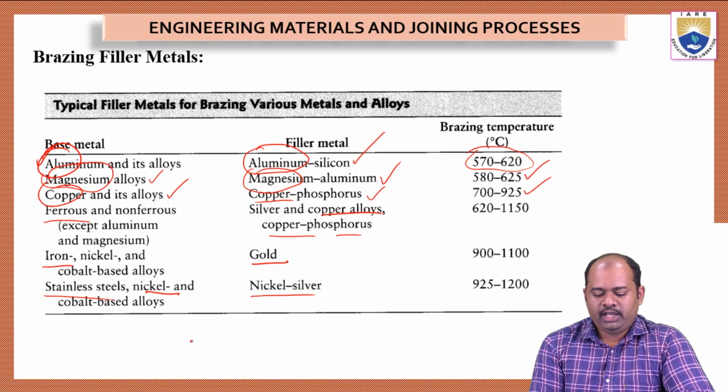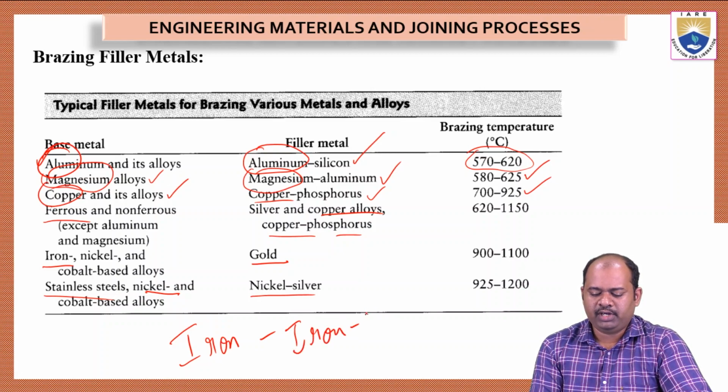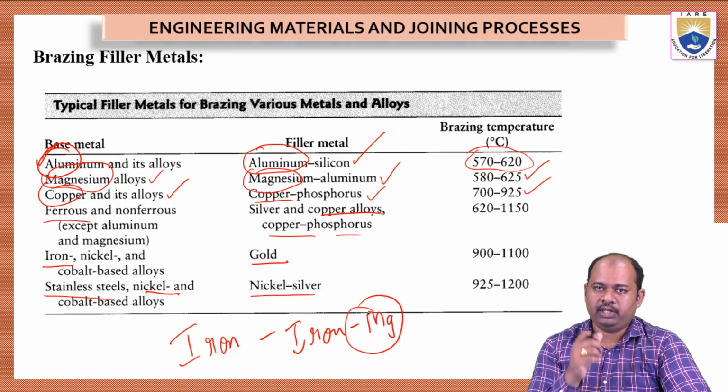Now, suppose I am welding an iron plate. I have to use an iron filler rod mixed with some other metal like magnesium or silicon. Why is this extra material added? It will improve the property.